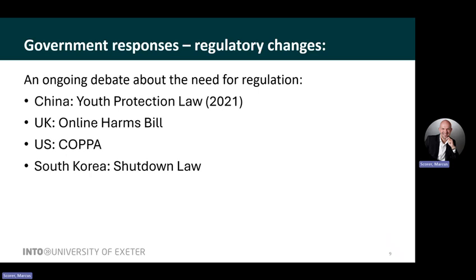These examples demonstrate the varied approaches governments are taking, from imposing usage limits and content restrictions to enhancing privacy protections and safety measures. However, it's worth noting that many of these regulations face challenges in implementation and enforcement, and debates continue about balancing protection with personal freedoms and the practicality of some measures.